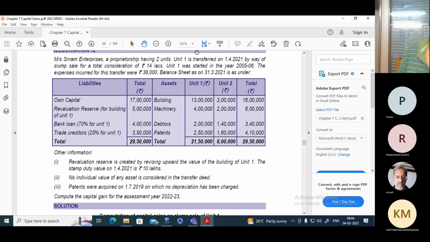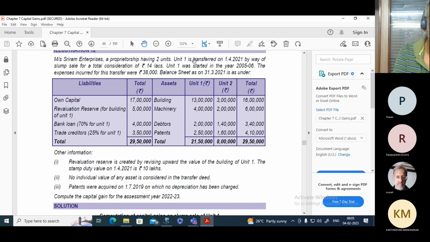Fair value is taken only when you have consideration other than cash. When they have given 14 lakhs only in the form of cash, we have got to take up that. But if the fair value of the asset given up were to be greater than 14 lakhs, you have to take up the higher of the two. Correct? Now, expenses incurred in transfer, 38,000, you got to deduct.